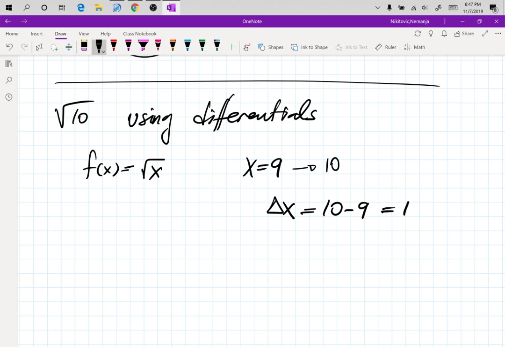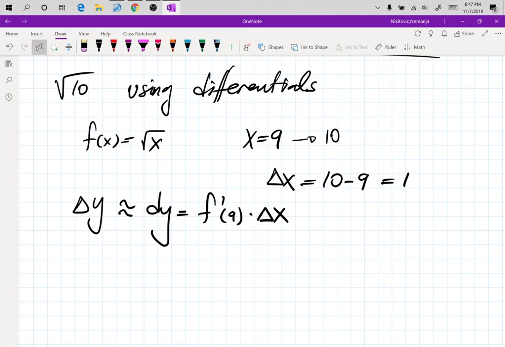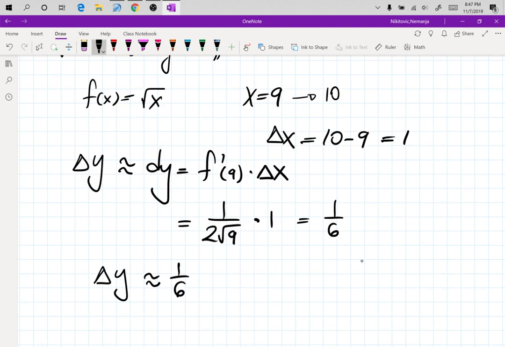Now you have your change in y approximated by dy, which is f prime at 9 times delta x. That's your differential formula. Now, what is your f prime? It's 1 over 2 square root of 9, times 1. And that is good old 1 over 6.